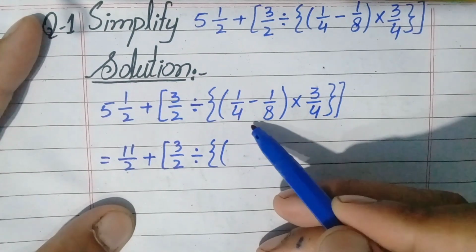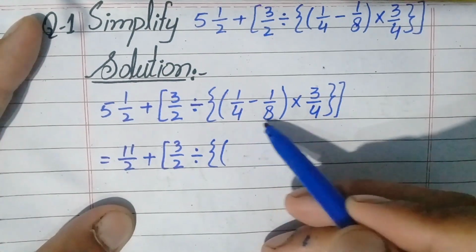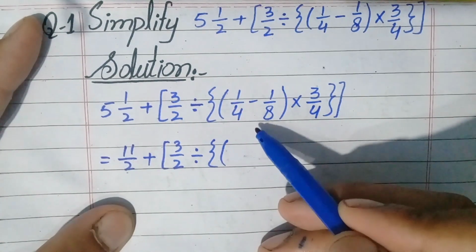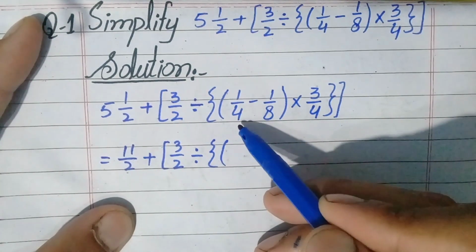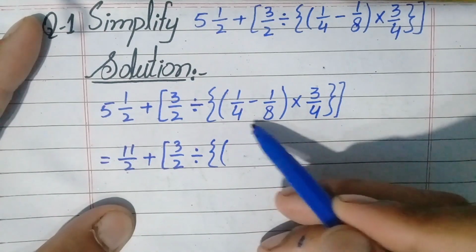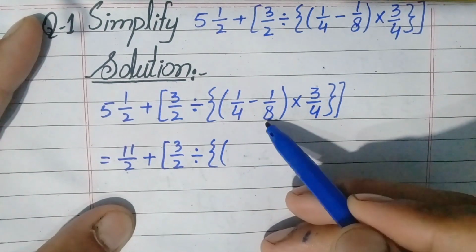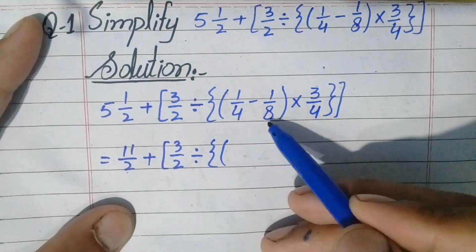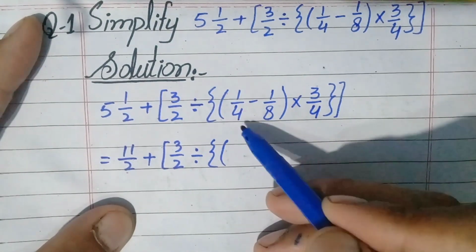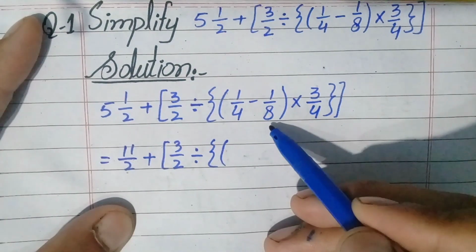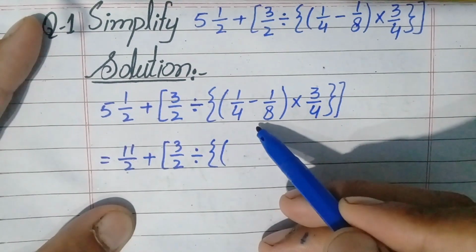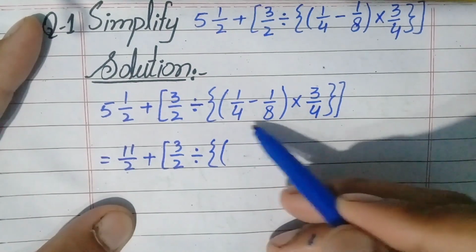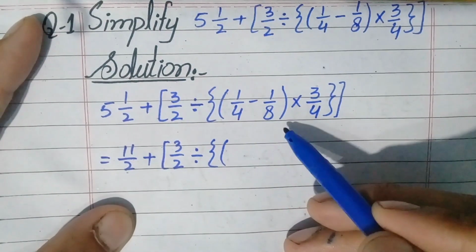There is a subtraction inside the parentheses, so we will subtract these two fractions. But remember this trick for the addition and subtraction of fractions: we will take the LCM of the denominators. If the denominators are prime numbers, or one prime and one composite number, their LCM will always be their product. But if these are composite numbers, we will calculate their LCM properly.